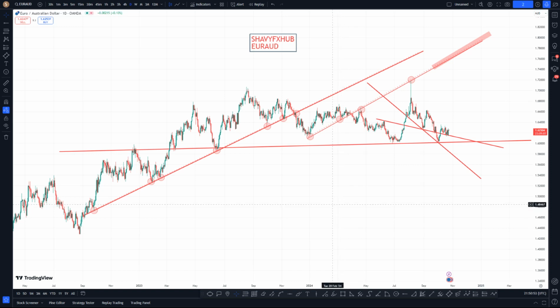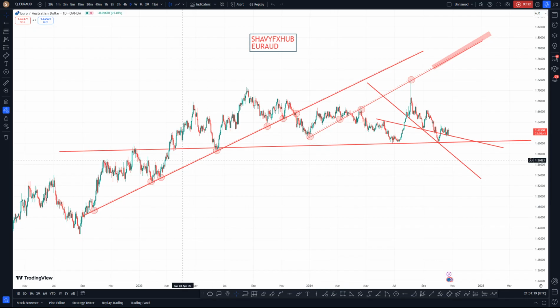Euro AUD daily time frame analysis, and after which we look at intraday opportunity to see where we can possibly find a buy and a sell opportunity based on the structure of the market. We have dealt extensively with the structure starting from the monthly time frame. We switch to weekly time frame. Now we want to check the daily time frame to see what lies next.